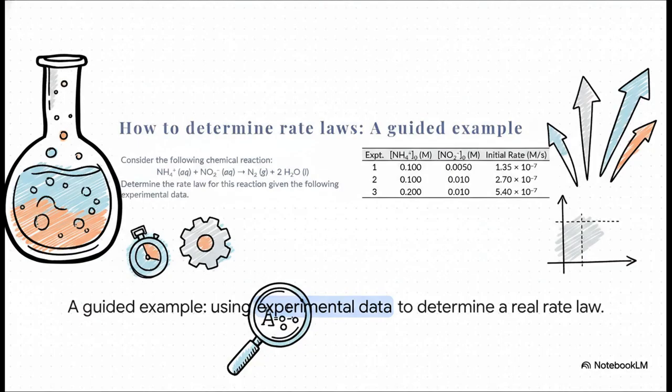We're looking at the reaction between ammonium and nitrite ions. And over on the right, you see our clues, the results from 3 different experiments. Each row shows us what they started with and the initial speed they measured. Our job? Use this data to figure out the rate law.